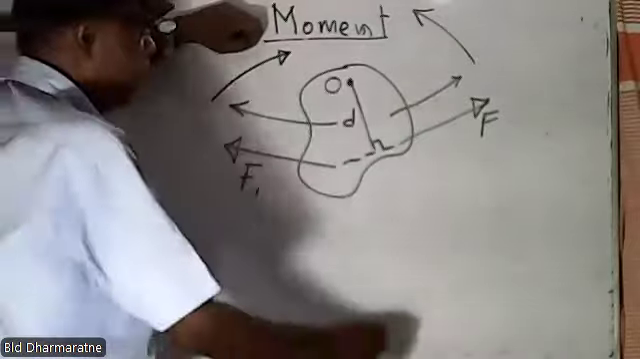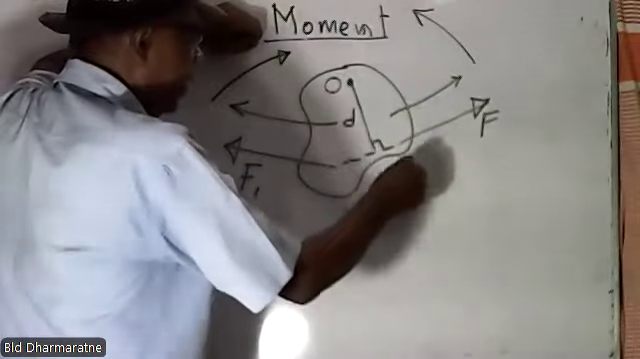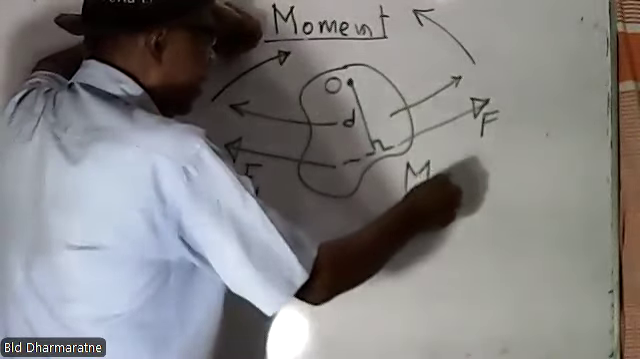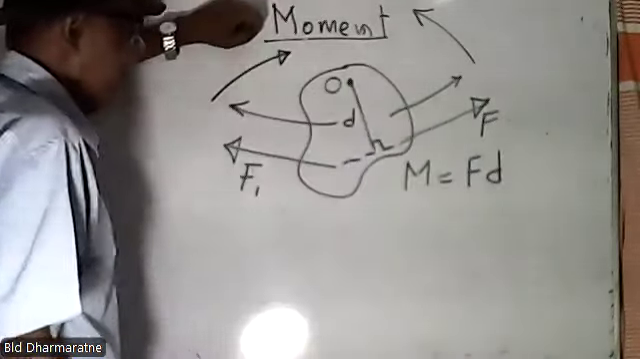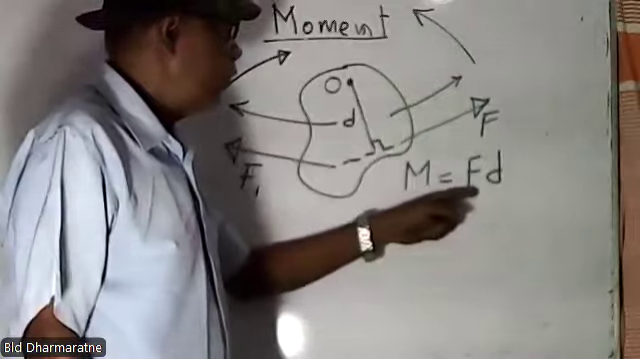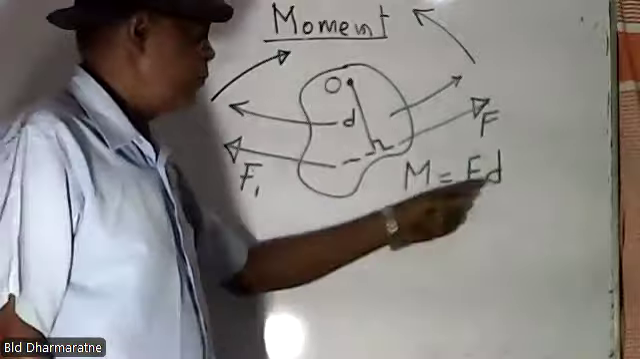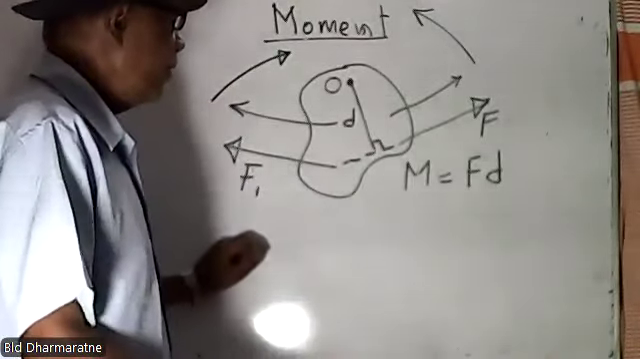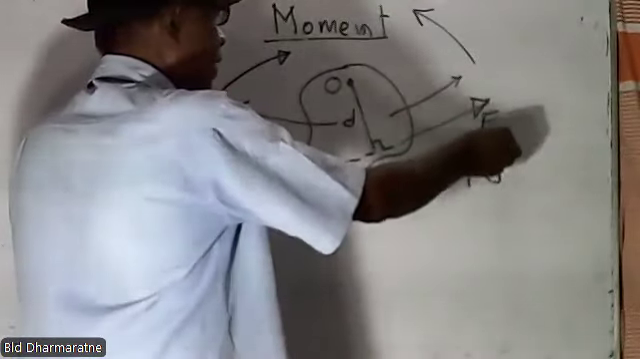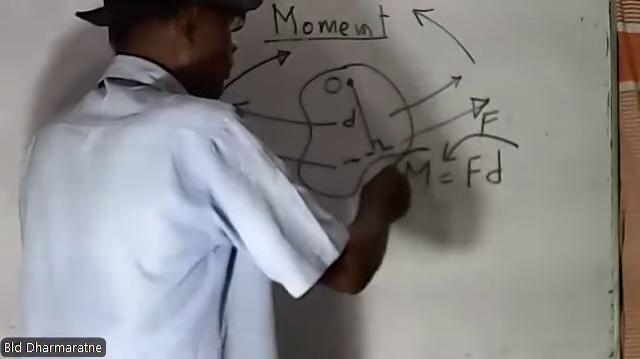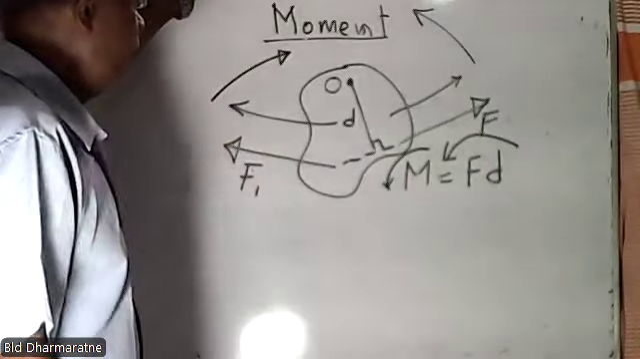The moment is normally denoted by M. M equals F into D, force multiplied by distance. But the distance must be the perpendicular distance, and the direction here is anti-clockwise. It is a very, very simple formula.